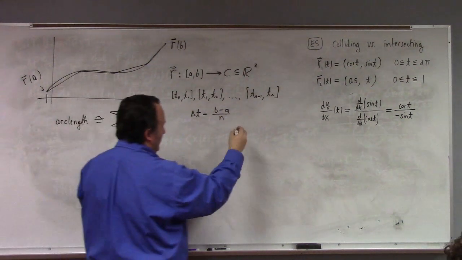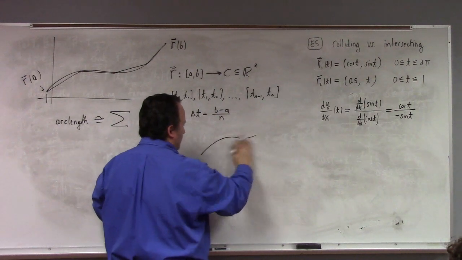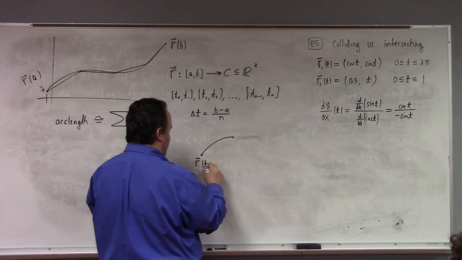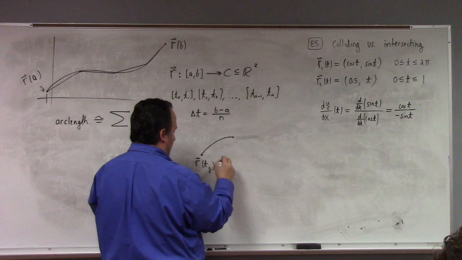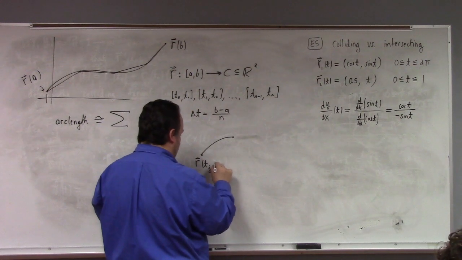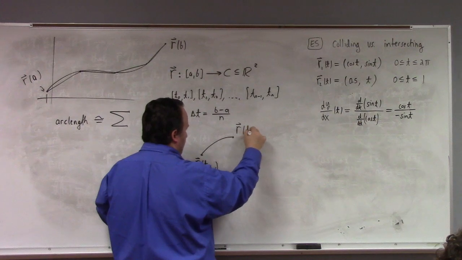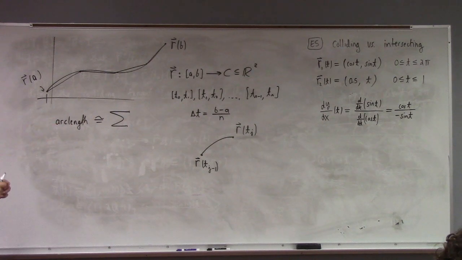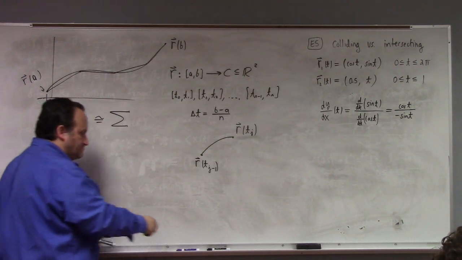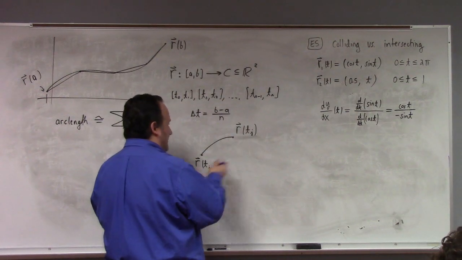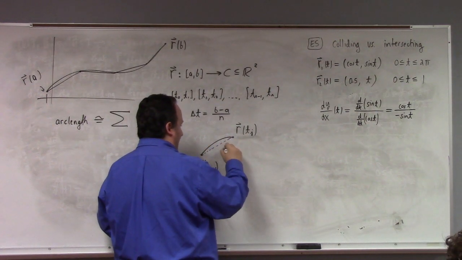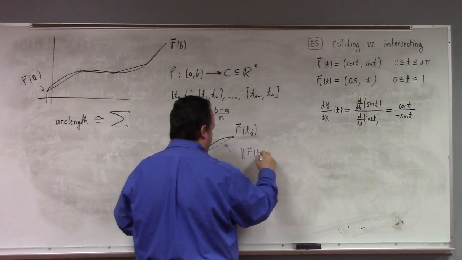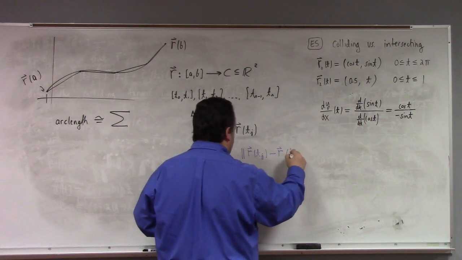In any particular one, your curve might look like this. To start with, you've got r of t_(j-1), and over here you've got r of t_j. I'm just zooming in on one of the little segments. And then what's the straight line distance between these two points? Well, we can look at the length of r of t_j minus r of t_(j-1).